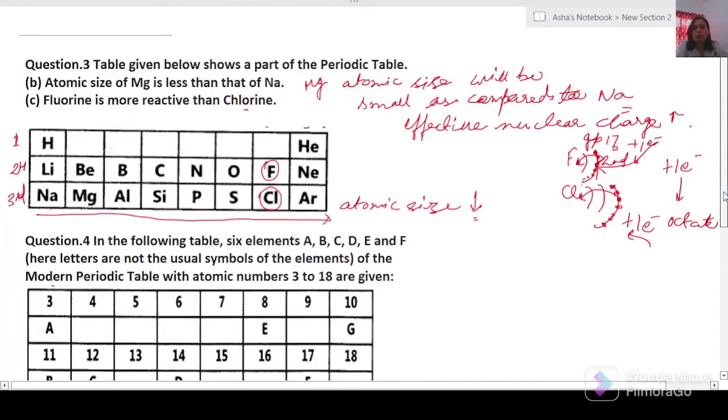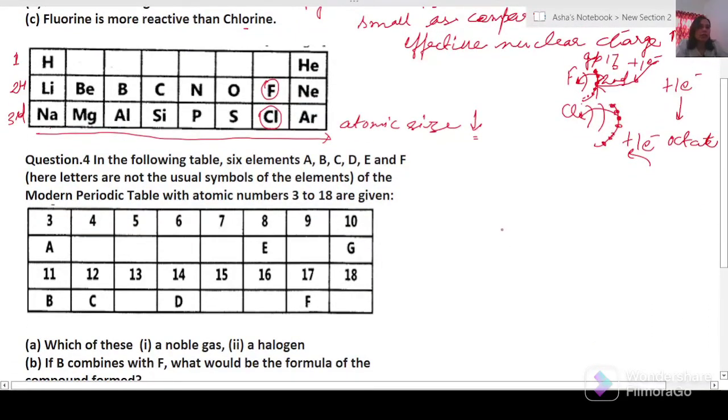Then let us go to question number 4. In the following table, 6 elements A, B, C, D, E and F are given. Here the letters are not the usual symbols of the elements, that is, the element symbol is not used. So you will have to give the answer in A, B, C, D, E and F, unless they ask you to identify that particular element.